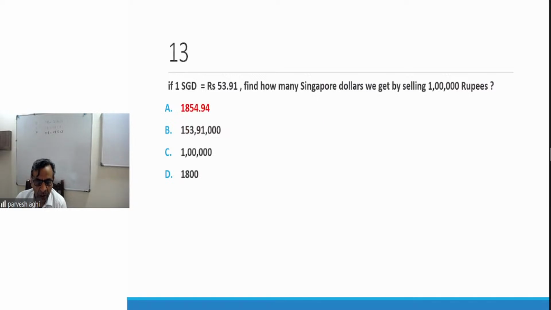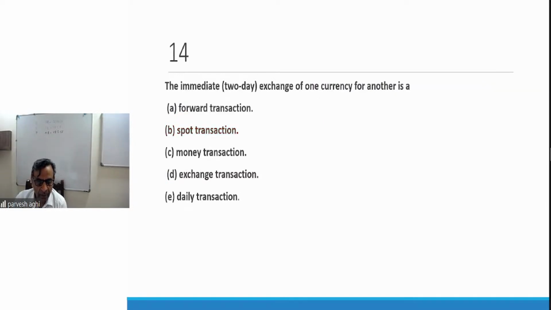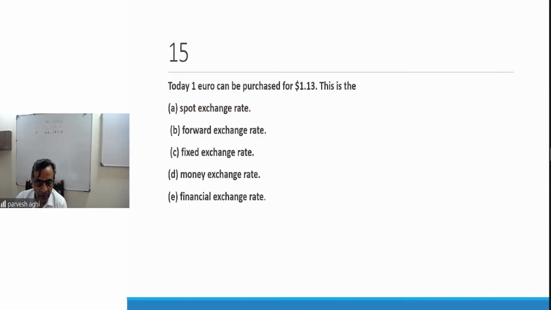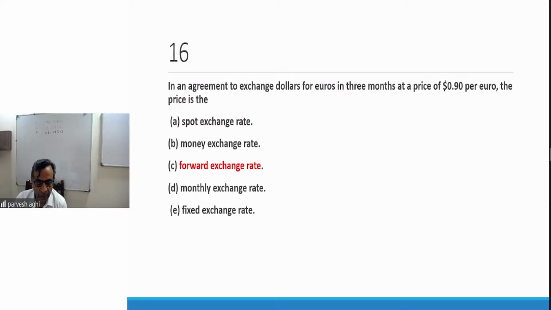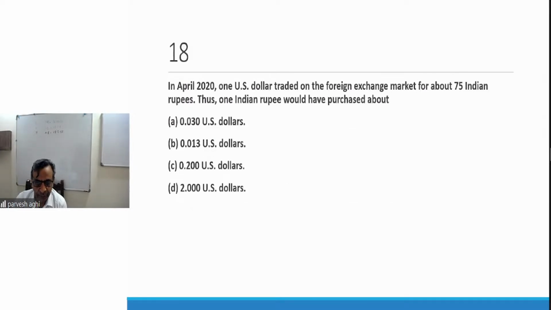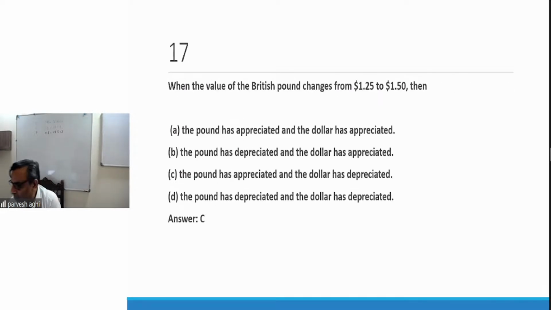Okay. Let me just see which is another question I can get. 17th one. Okay. When the value of British pound changes from 1.25 to 1.50, then, okay, the answer is actually given here. Which is the correct answer?